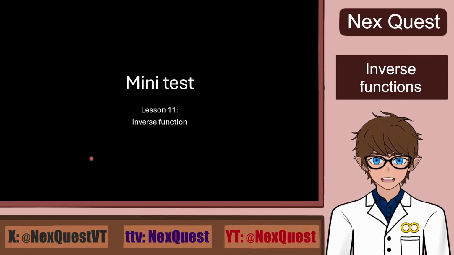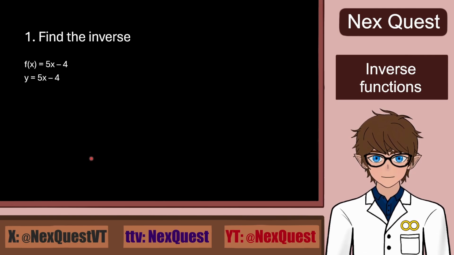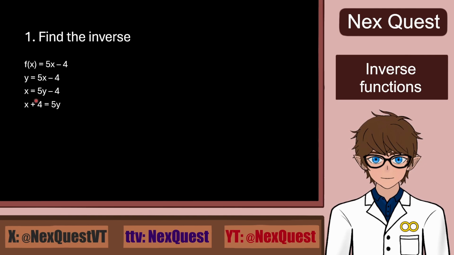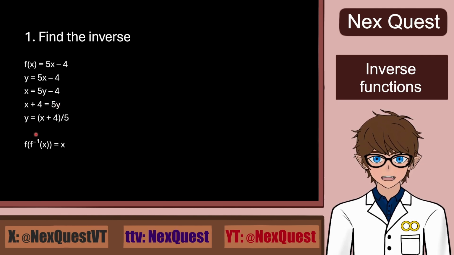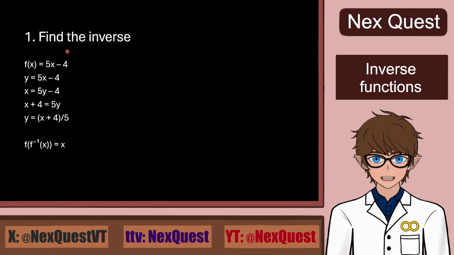This mini-test was a bit shorter, so hopefully it didn't cause you too many issues. For the first one, the simple one, we had to find an inverse of 5x minus 4. So we use our three-step rule. We swap the variables, isolate y, replace y with f to the minus 1, but we don't have to do this for this sake. And then we had to test by using one of these rules.